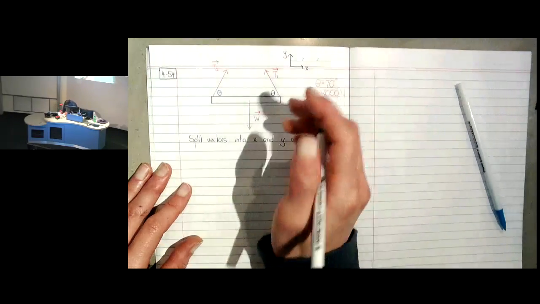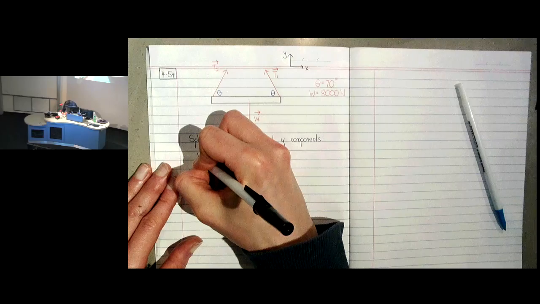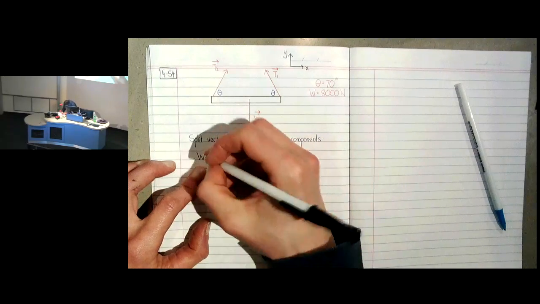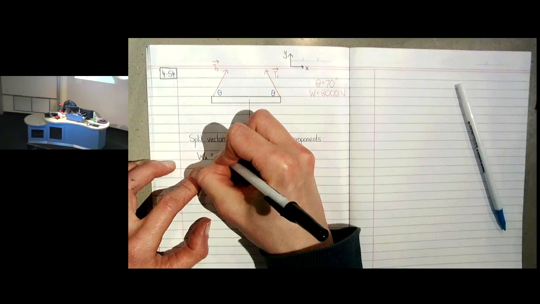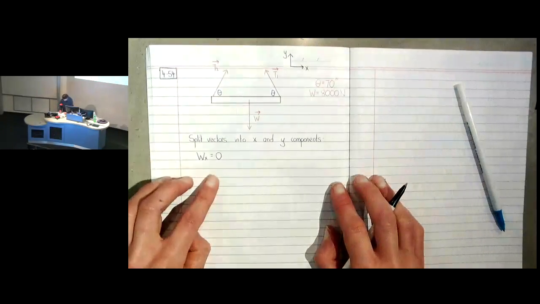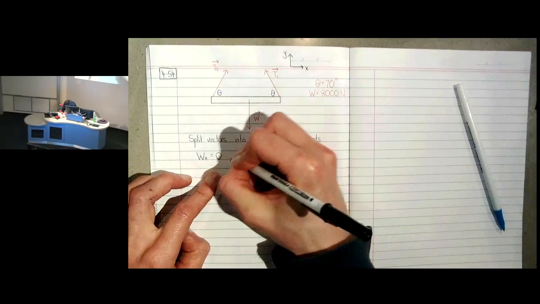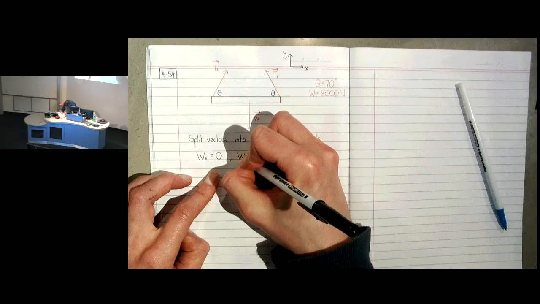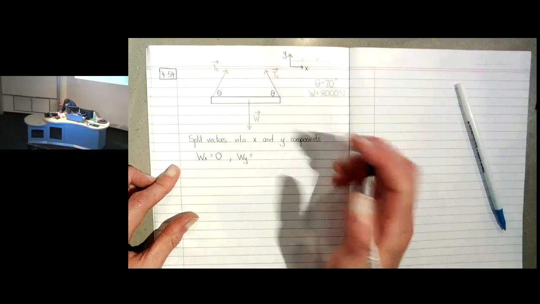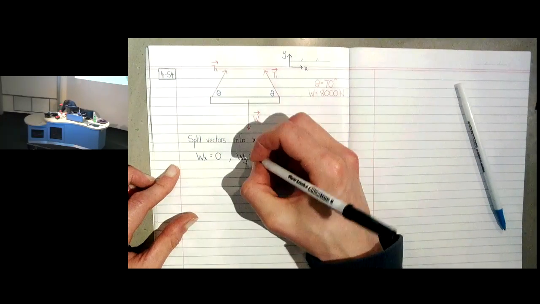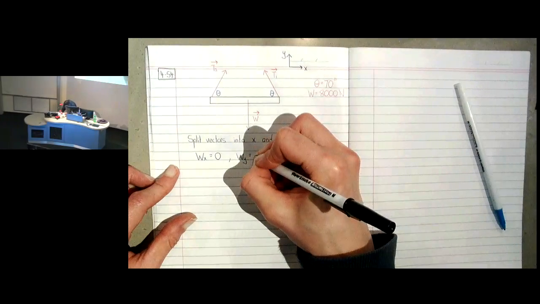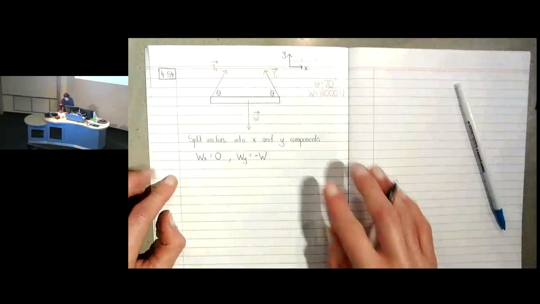So let's start with the weight. That looks pretty easy. So I would say that the x component of the weight is just going to have to be 0, because the weight is acting vertically down, which is in the y direction, so it has no x component. The y component of the weight is just going to have magnitude equal to the magnitude of the weight itself, which is 8,000 newtons. So that's going to be equal to W, with a little minus sign, because the weight is acting in the negative y direction.